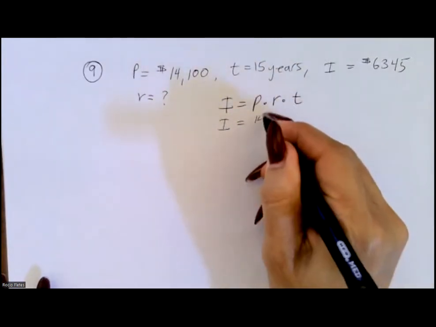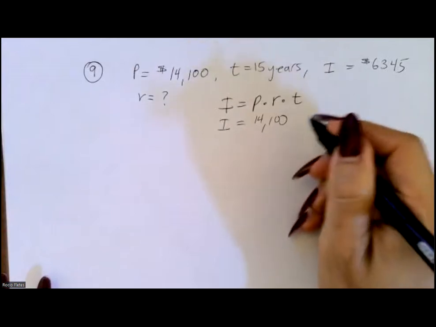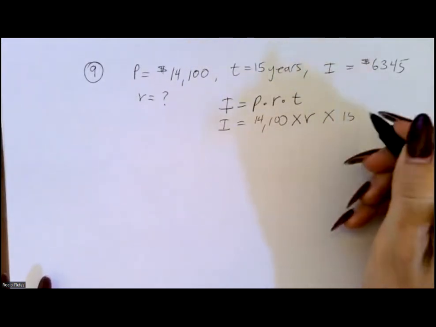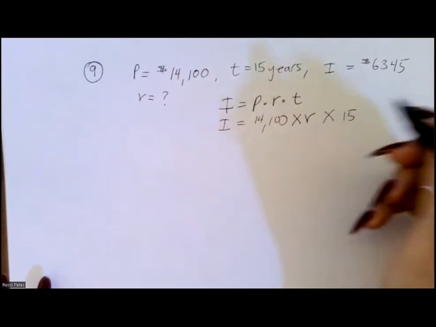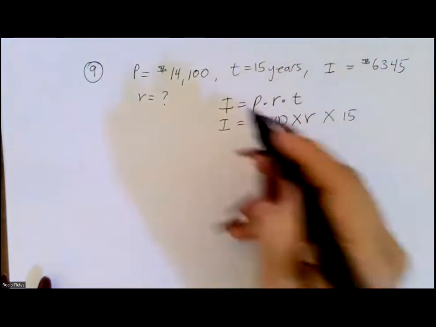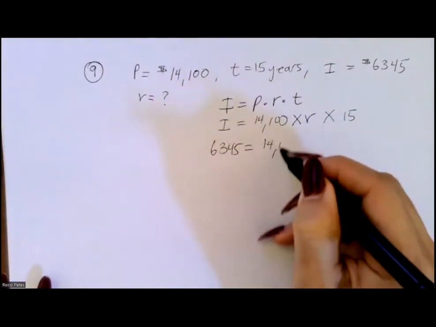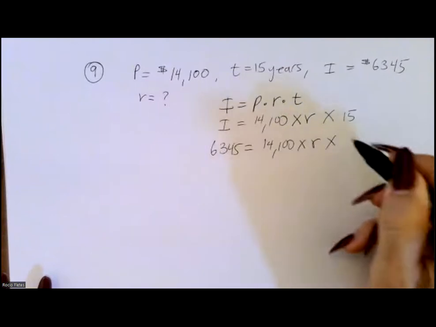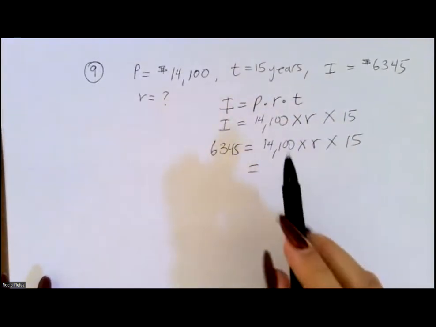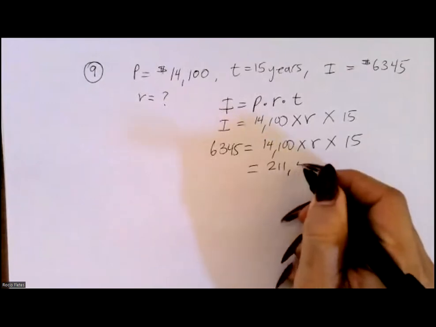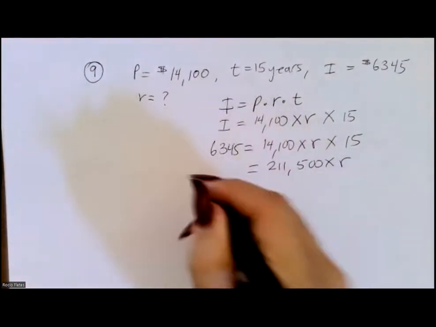So the principal is 14,100. The interest rate is what I'm looking for. The time is 15 years. What else do I know? I know I, so I plug in 6,345 here, and then 14,100 times R times 15. Then you multiply 14,100 times 15, and that gives you 211,500 times R.